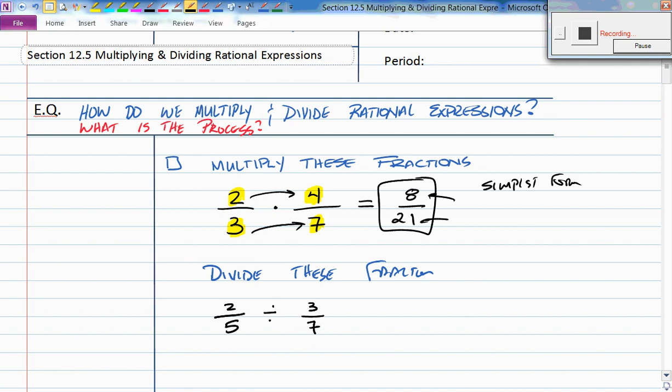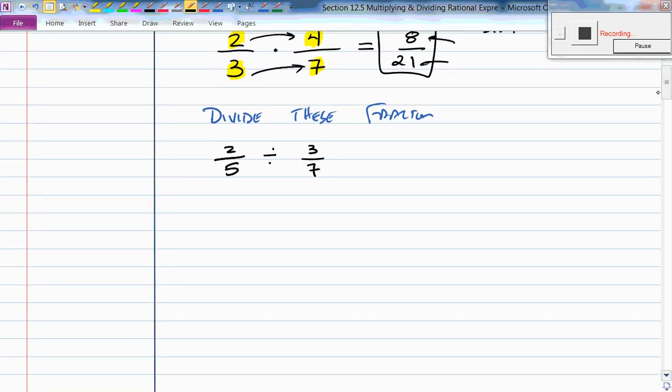Okay, let's review. We got 2/5 divided by 3/7. I've seen 3 different answers as I'm walking around the room, so let's see if we can come up with the way that we do this. Remember, what is the process for dividing two fractions? Molly? Don't you flip the right fraction? Yes, and when we say flip, what do you mean by flip? We take the reciprocal. Very good.